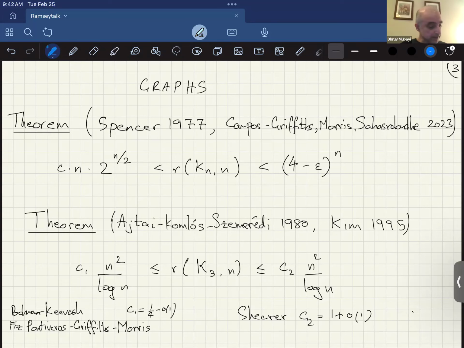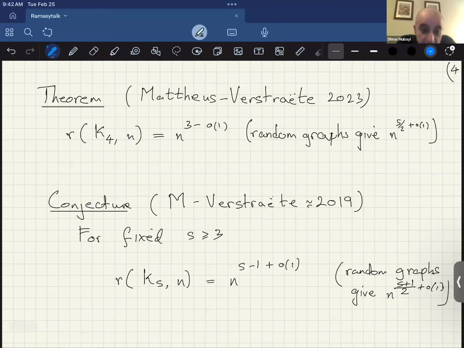Okay, so the point is that this is polynomial. And more generally, if we look at off-diagonal Ramsey for a clique on s vertices, where s is a fixed number, at least 3, it's also polynomial. A simple pigeonhole principle argument gives an upper bound of n to the s minus 1. For a long time, it was not at all clear whether this was the right answer. Random graphs gave a bound of about n to the (s plus 1) over 2.